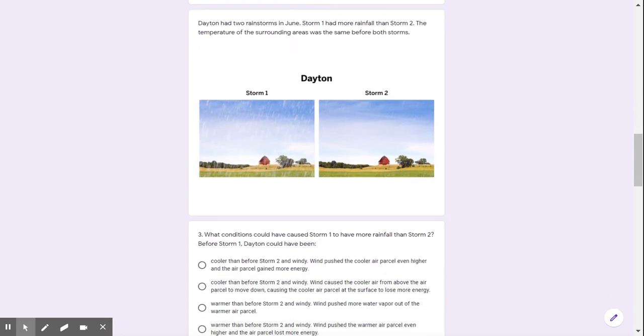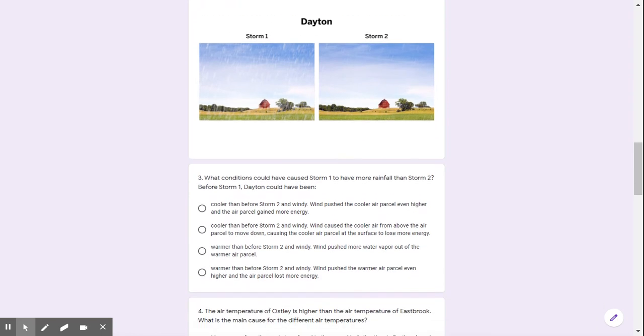Next, we have another graphic. It says Dayton had 2 storms in June. Storm 1 had more rainfall than Storm 2. The temperature of the surrounding areas was the same before both storms. What conditions could have caused Storm 1 to have more rainfall than Storm 2?